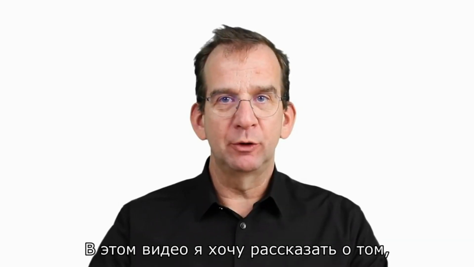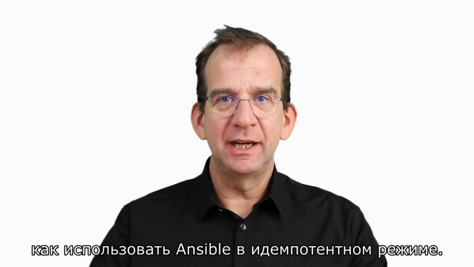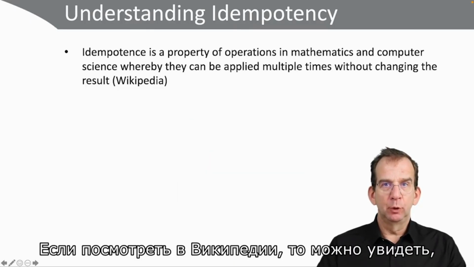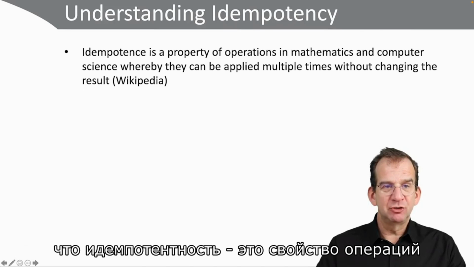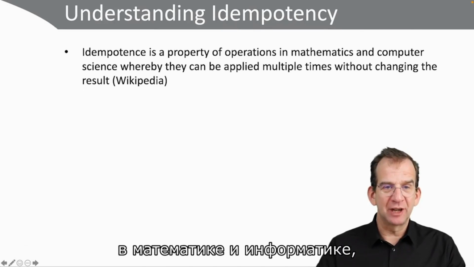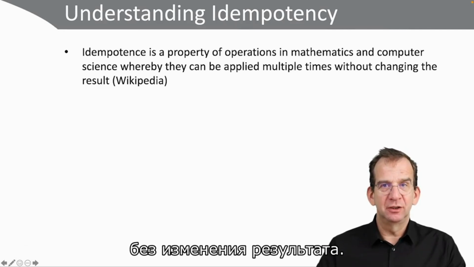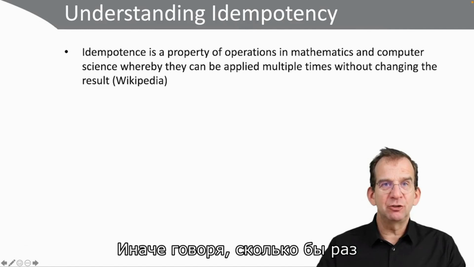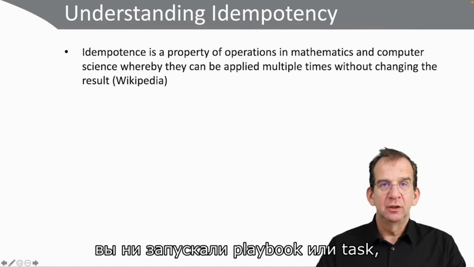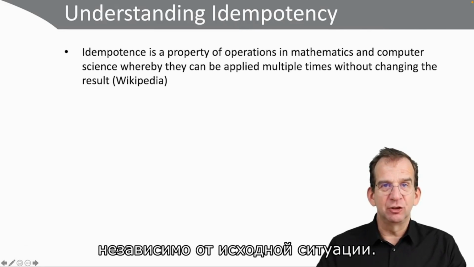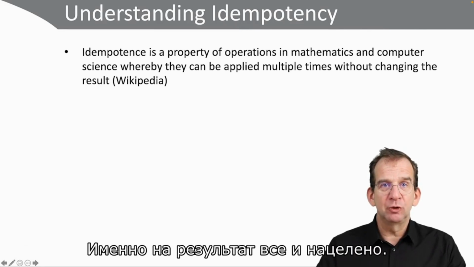In this video I want to explain about using Ansible in an idempotent way. So what is idempotency? Well, if you look it up at Wikipedia, you can see that idempotence is a property of operations in mathematics and computer science, whereby they can be applied multiple times without changing the result. Stated otherwise, no matter how often you run a playbook or a task, the result should always be the same, regardless of the original situation. It's the result that it's all about.